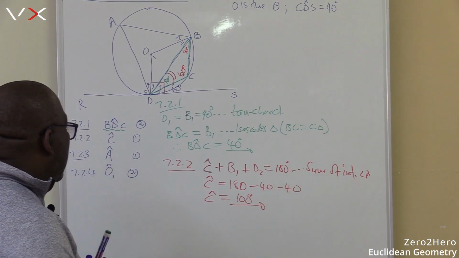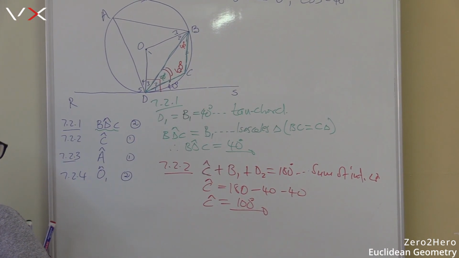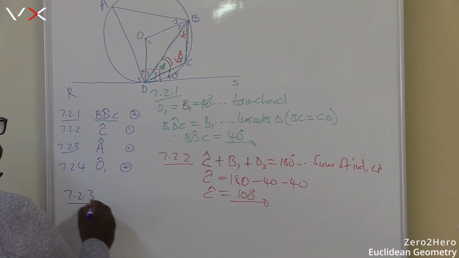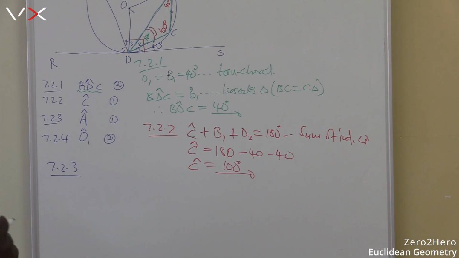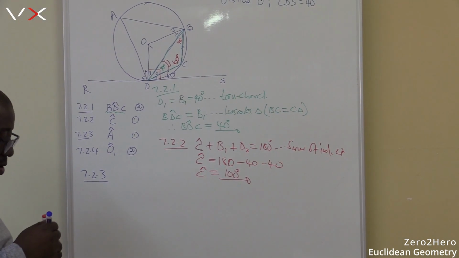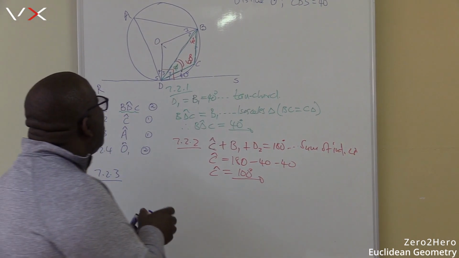Right. What is the next question there? 7.2.3. Let's see what we're looking for there. Calculate the value of A. Where is A? Oh, A is there. How do we do this one? Remember, it's all about theorems, good people. You must be able to recognize.